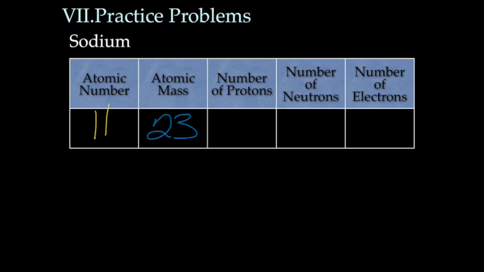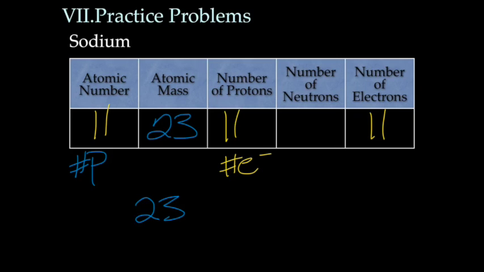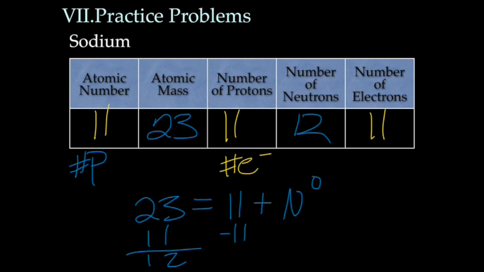So from there, being that we know the atomic number, if you remember, the atomic number is the number of protons. So that is going to be 11. And the number of protons also equals the number of electrons. So that will also be 11. And for the number of neutrons, the atomic mass equals the number of protons plus the number of neutrons. We'll subtract 11 on both sides, which gives us 12.